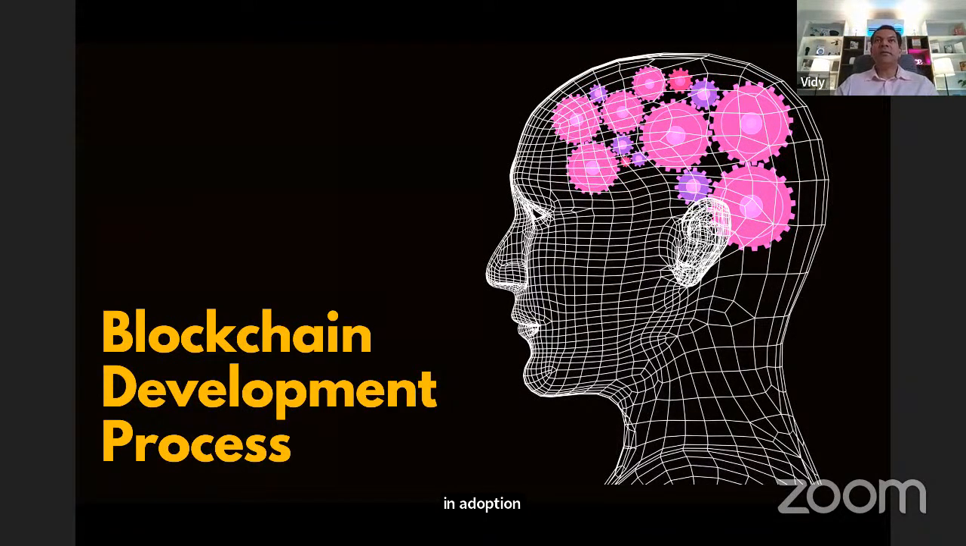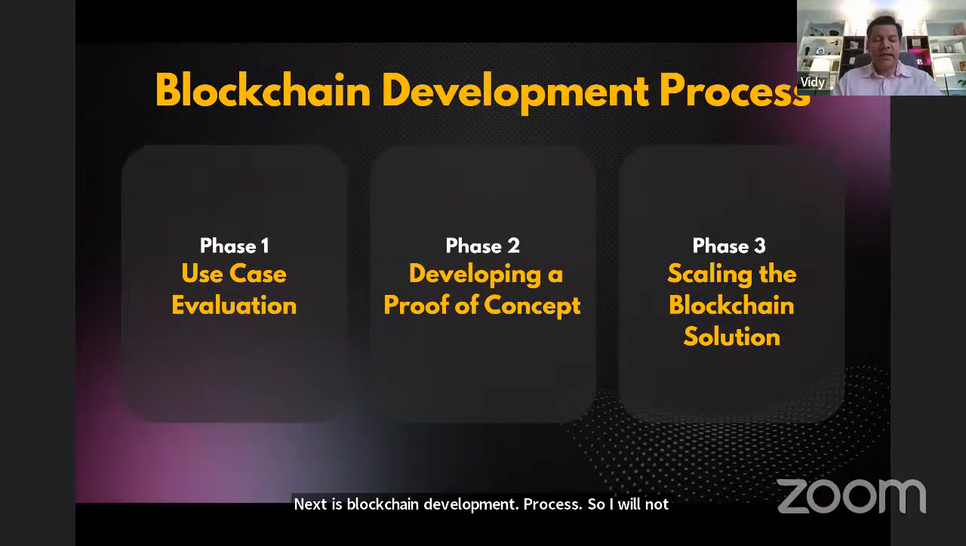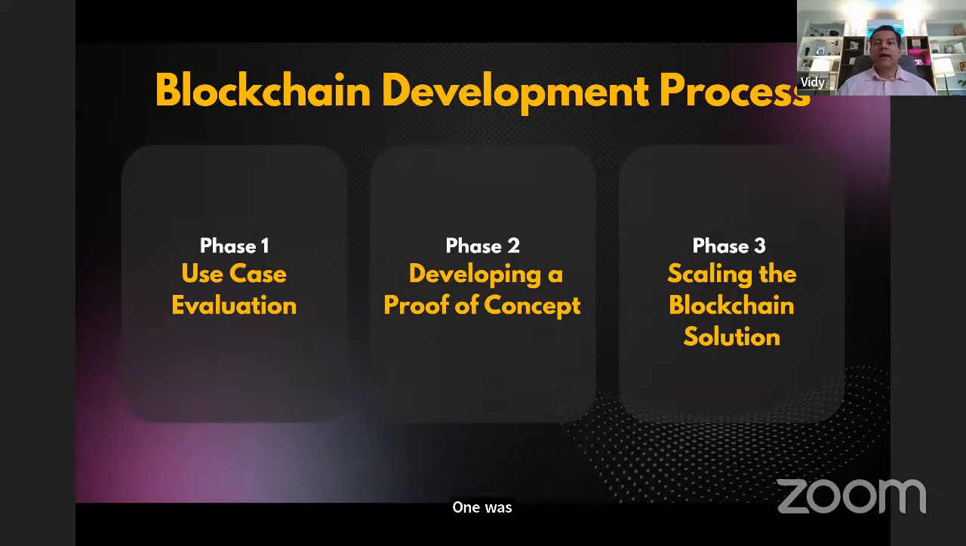Next is blockchain development process. I will not talk a lot about this because I already covered it yesterday in the last session. But briefly, when we did projects with all our clients, we took this three-phase approach. Phase one was use case evaluation. Phase two was developing a proof of concept. And phase three was scaling the blockchain solution for production to make it production ready, which means it was ready for actual customers or users to start using it.